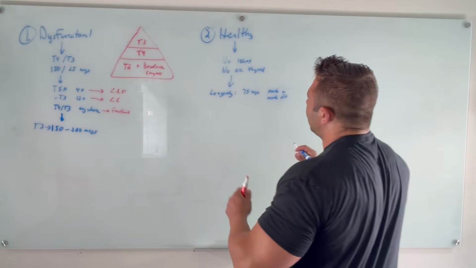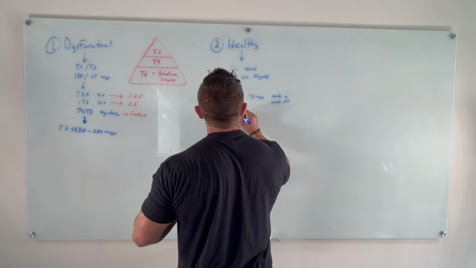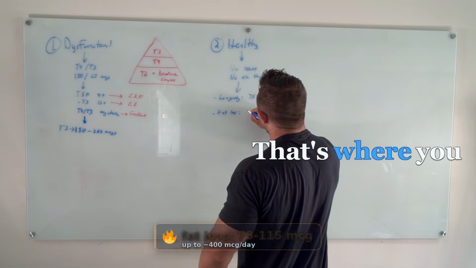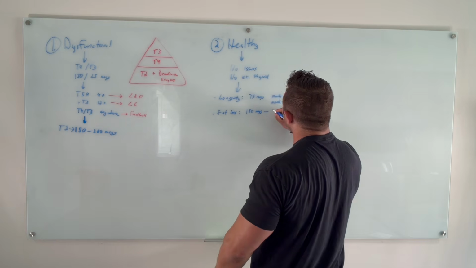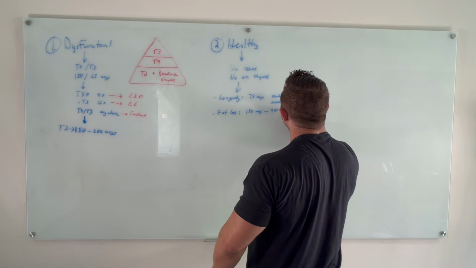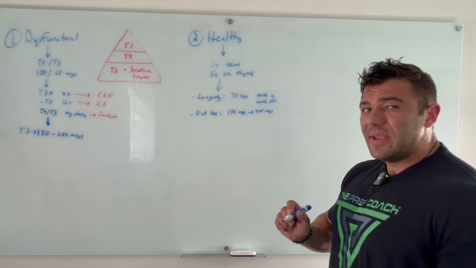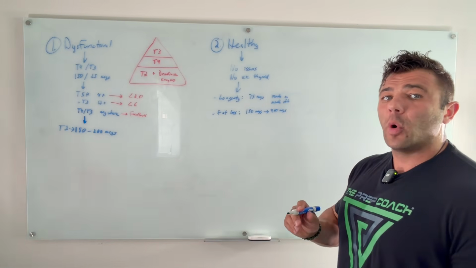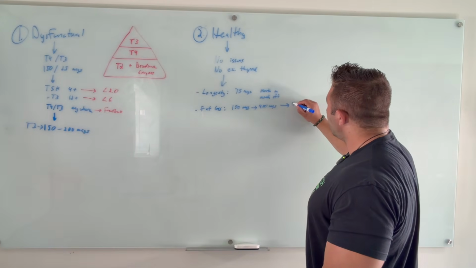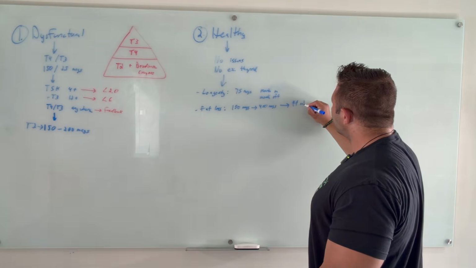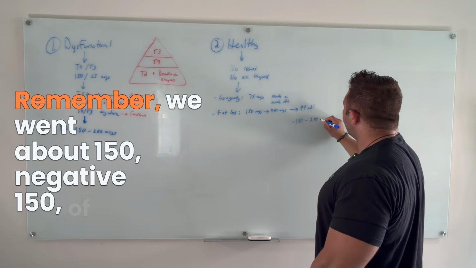So that's longevity, roughly. If you're trying to use it for a fat loss phase, that's where you can go from 75 to 115 micrograms. You can even go upwards of about 400 micrograms per day. You do not get stimulated like you would with the T3. This is more like the actual change in millivoltage from a mitochondrial aspect. So this is going to increase complex 4, which means increased millivoltages. Remember, we want about negative 150 to negative 200 millivolts.